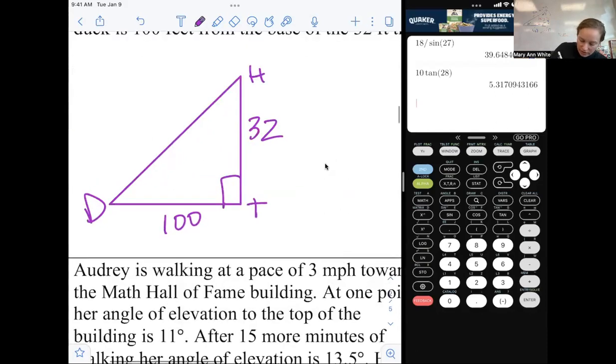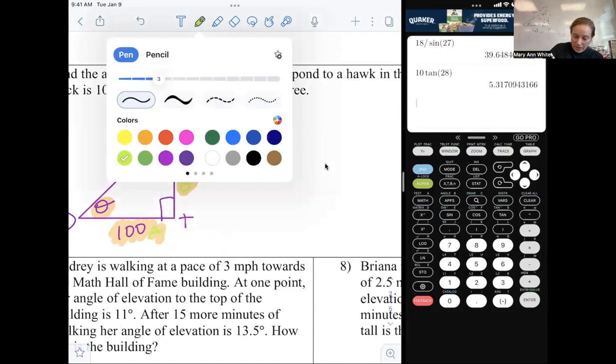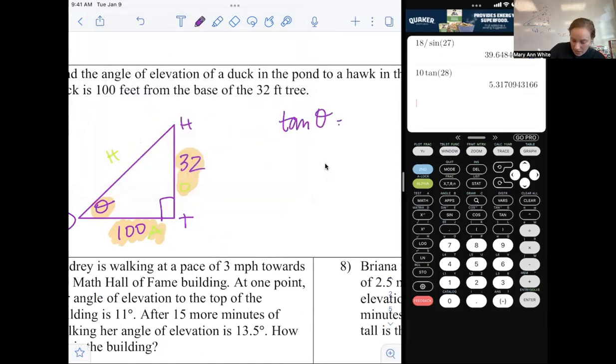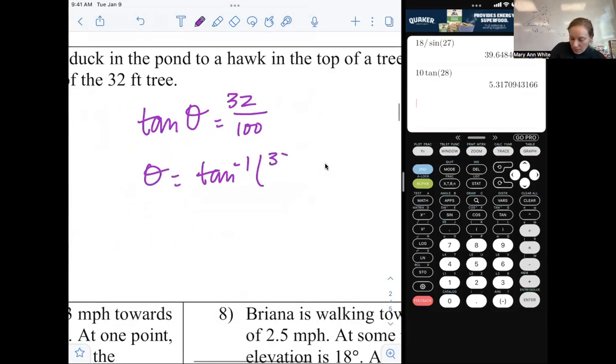It says find the angle of elevation. Oh, that looks a little bit more complicated, but it was super easy once you labeled your triangle. Now I want to do opposite, adjacent, hypotenuse. I've got another just tangent problem. The only difference here is that we have to find the angle. So I'm going to do tan of theta equals 32 over 100. And so to find theta, I'm going to do second tan or inverse tan to find the angle. So second tangent, 32 divided by 100. 17.7 degrees.